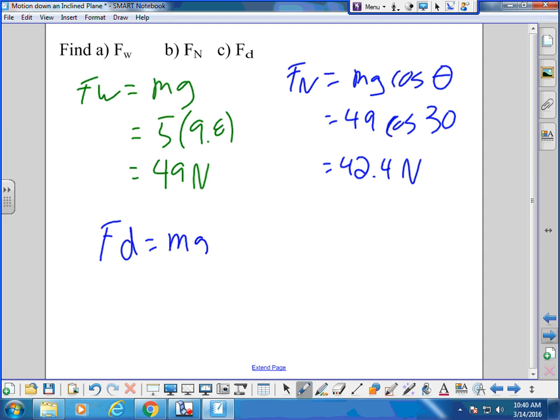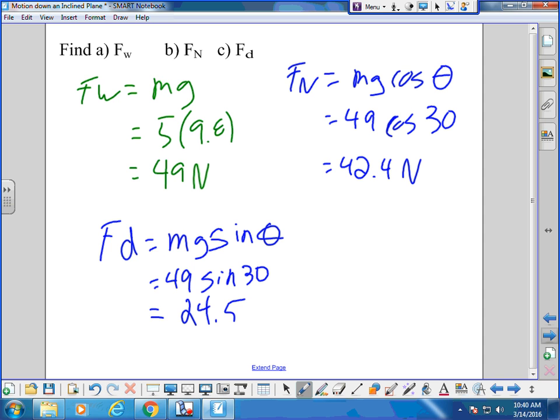Fd, our new friend. Fd is equal to mg sine theta, which is 49 sine 30. I will tell you this. If you struggle with inclined plane problems at all, at the very least, you can find those three things because pretty much every problem is going to include them. 49 times sine 30 is 24.5.